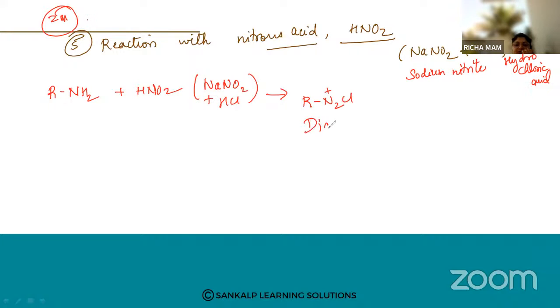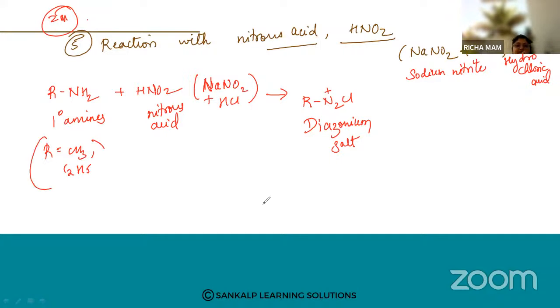About diazonium salts, we are going to study after the completion of chemical properties. It is there in your syllabus. So we take a primary amine and react it with nitrous acid. We get nitrous acid when NaNO2 reacts with hydrochloric acid. R can be a methyl group or an ethyl group. We are going to get a diazonium salt.